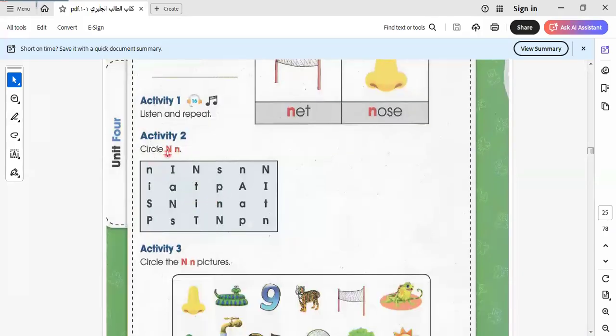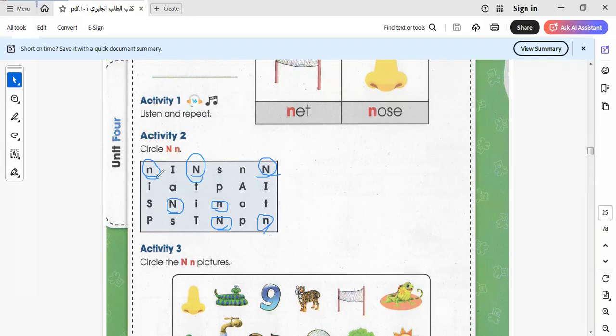Here we have letter N. Here circle the capital N and small n. I will make a circle around the letter N. This is capital N, small n. Capital N and small n. There is capital N, capital N. So here I make a circle around letter N that we learned here. Small n. So here N, N, N.